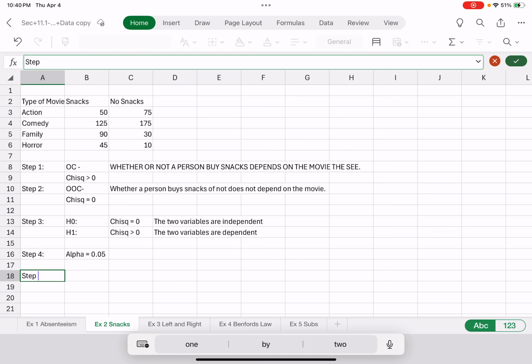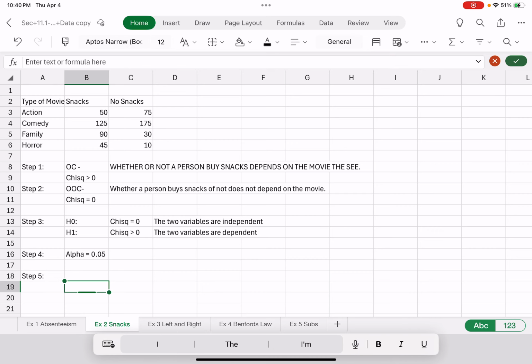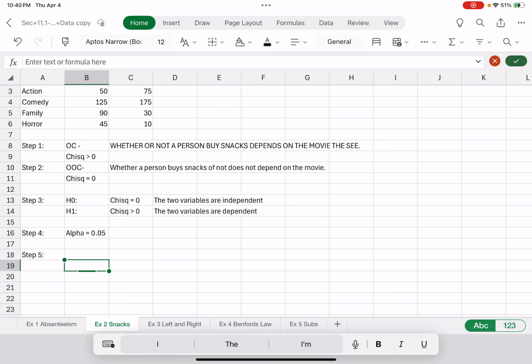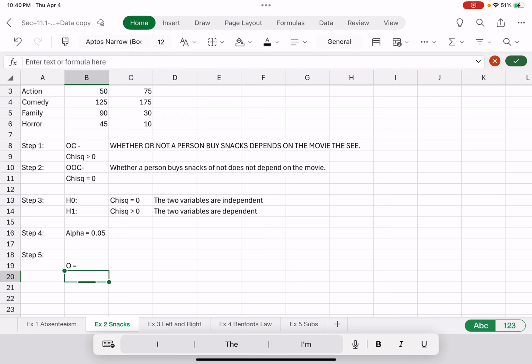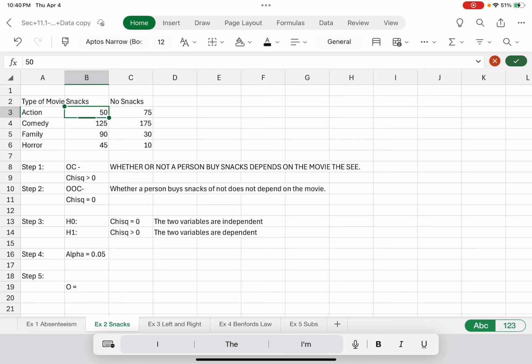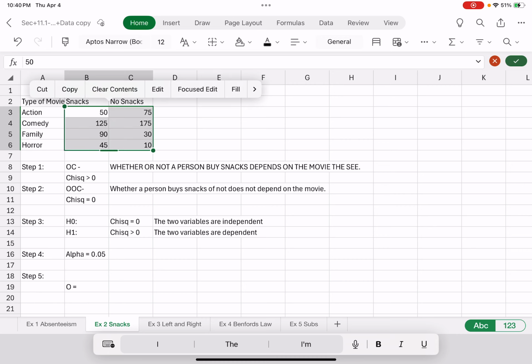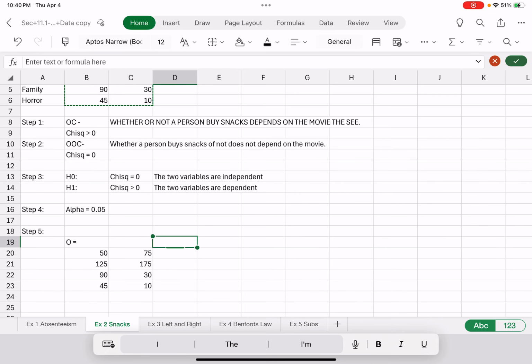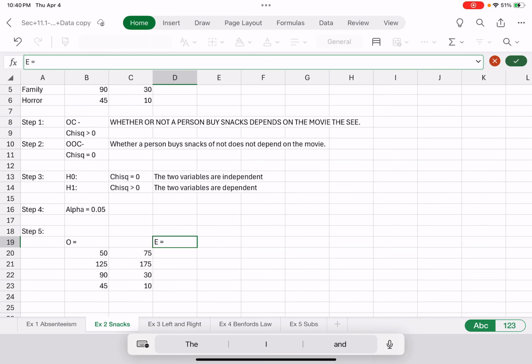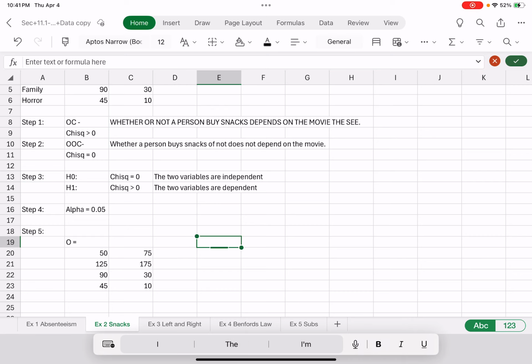Step 5. Okay, now this is what you've all been waiting for. Step 5. I need expected. So, well, first I'll do observed. So observed equals, okay, now it's going to be this table right here. Command C, come over here, Command V, all right? And now the expected is going to be here. Okay, now actually, maybe I go over here.